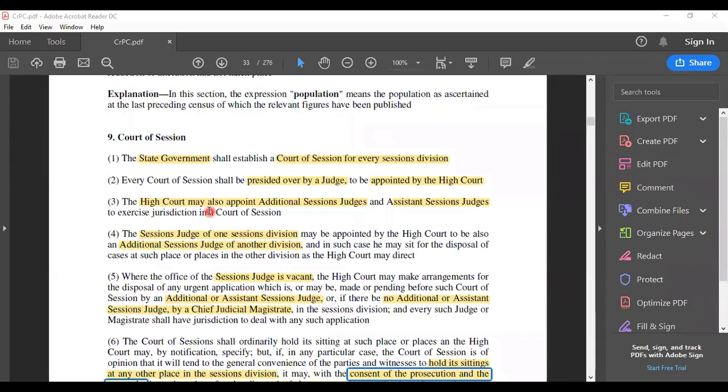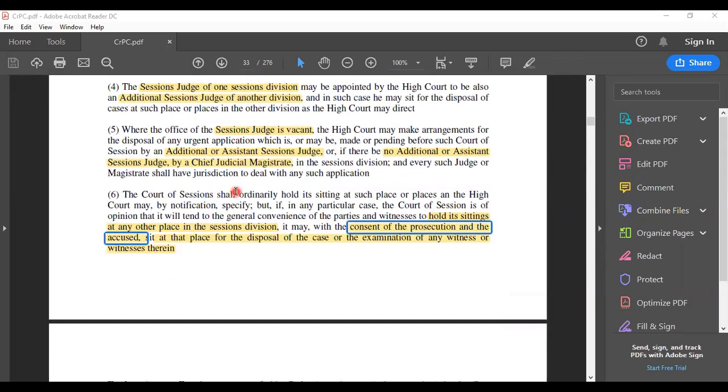So all in all, from subsection 1 to 6, we see the powers of session judge, establishment of court of session, appointment of additional session judges and assistant session judges. And in the next video, we'll discuss subordination of assistant session judge.